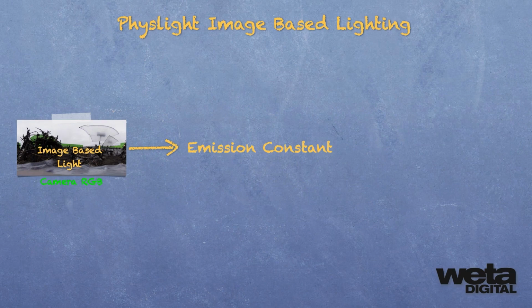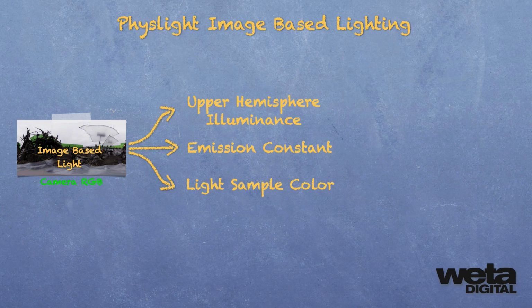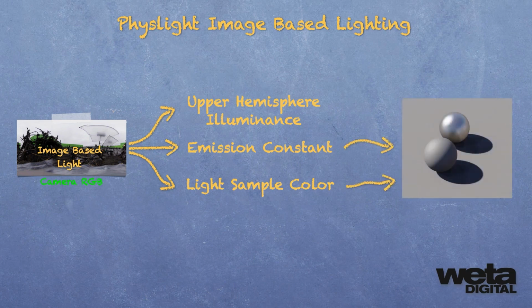Our image-based lights are taken with a known camera so that when they are used in Gazebo, we have all the information we need to convert them to camera RGB space. Once again, we cache the emission constant for this. Next, we calculate the upper hemisphere illuminance, and we also cache sample colors for some of the lighting methods. And finally, the emission constant and light sample colors are used to calculate final lighting as per normal. As mentioned before, the sample colors will be used for VPL and other lighting types, but for our physically based image-based lighting such as environment maps, we don't need to use the sample color.